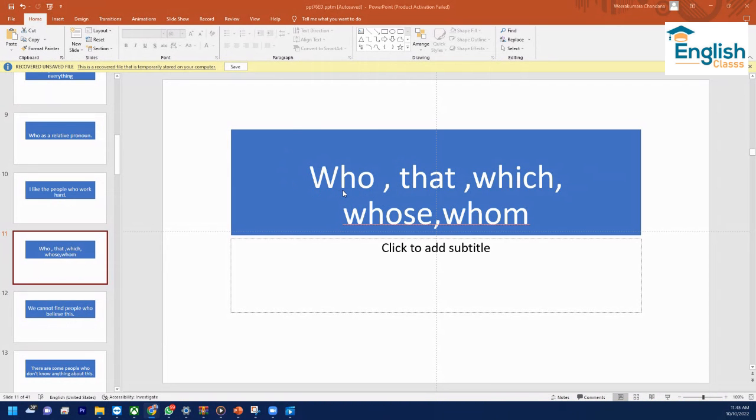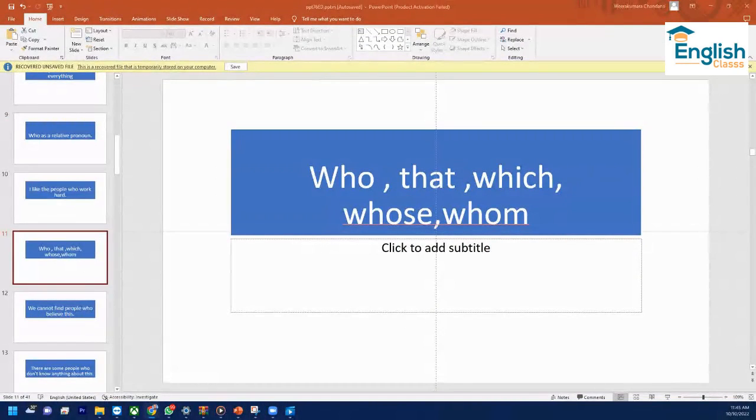We can use a relative pronoun to give more information about the subject. Instead of the subject, we can use a relative pronoun, especially the word who. When we talk about the relative pronoun, who can be used instead of the subject.